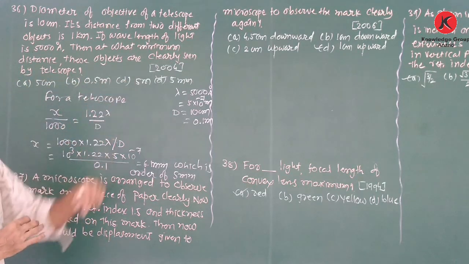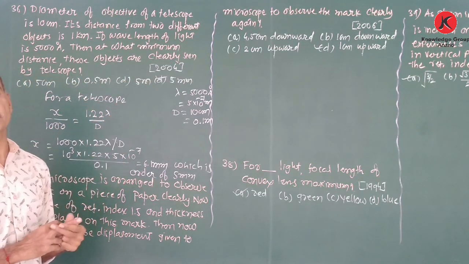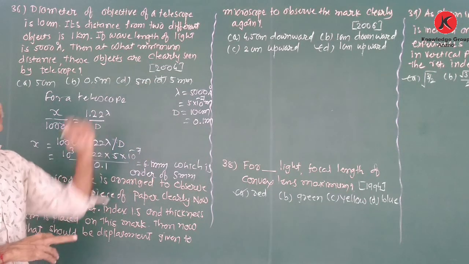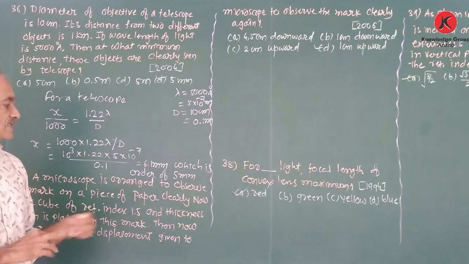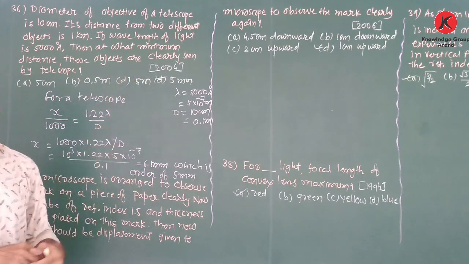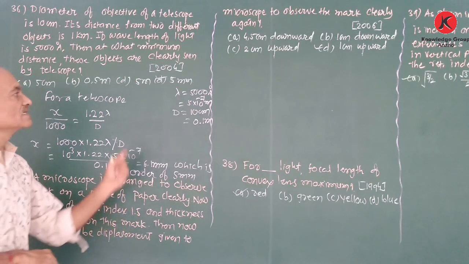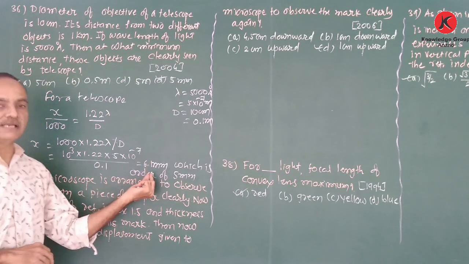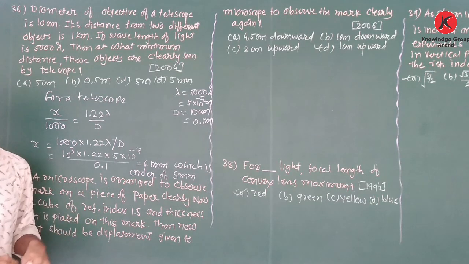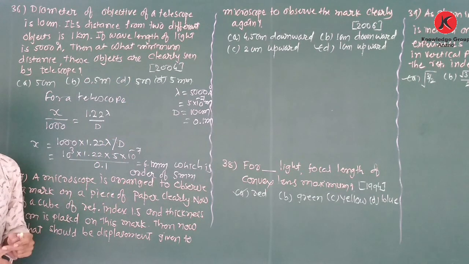Now, no exact answer is given, only the D option is given in millimeter. So our answer is 5 millimeter, because the order of the separation between the two images seen clearly is in millimeter. Because our answer is 6.1 millimeter, therefore the answer is 5 millimeter.